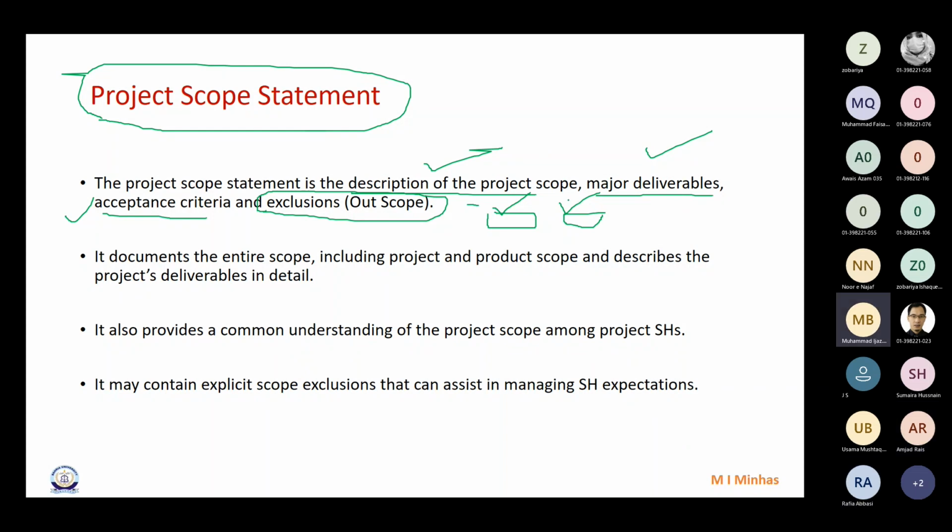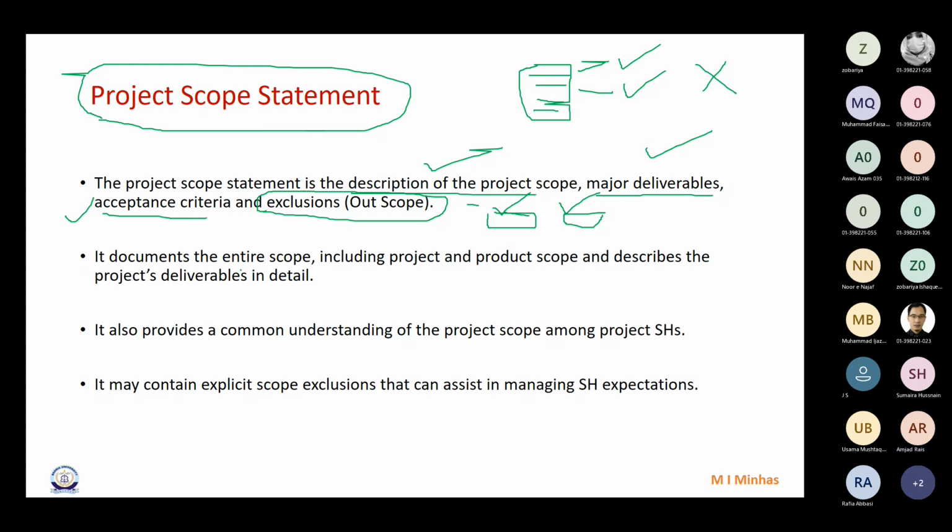No? Okay. There are two ways. One, we maintain an assumption log. An assumption log contains two things, assumptions and constraints. Both are written in the assumption log. If you have a separate assumption log, you don't need to write these assumptions and constraints in the scope statement. But if you are not maintaining a separate assumption log, then you need to write assumptions and constraints here as a part of the scope statement. Correct?